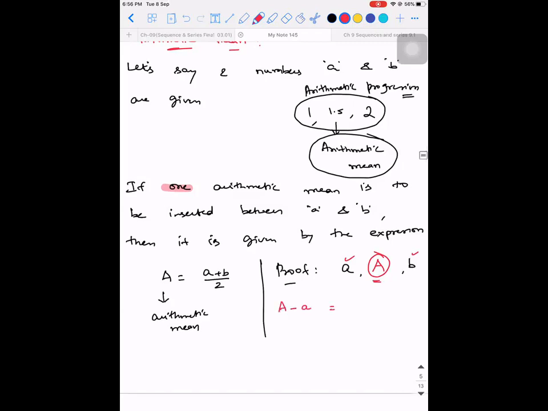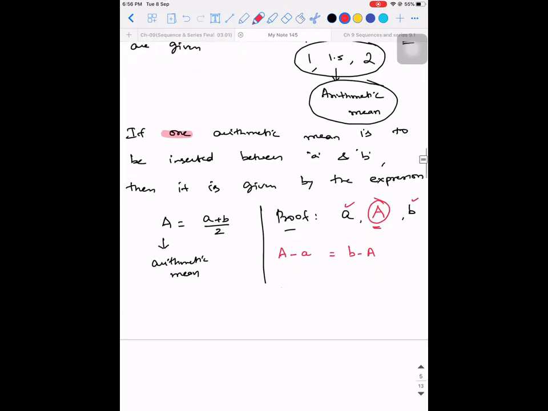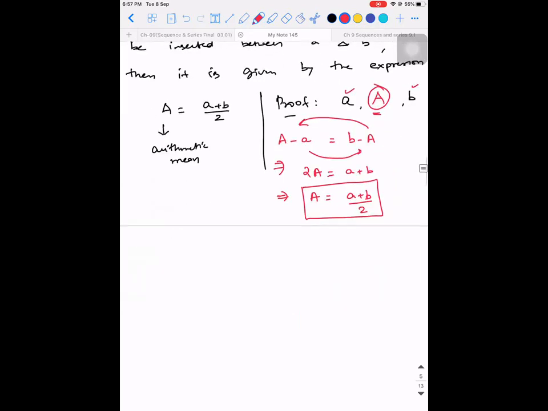Capital A minus small a should be equal to B minus capital A. What is capital A minus small a? It is the difference between those two numbers. B minus capital A is the difference between those two numbers. So if I rearrange and solve this, if I bring capital A this side, small a to the other side, 2 times A will be equal to a plus B, then capital A will be equal to (a plus B) divided by 2. Am I clear? Did you understand how this has come out? Yes, sir.